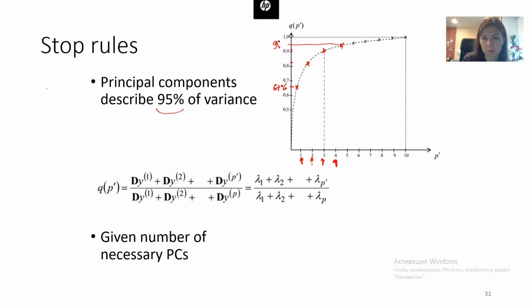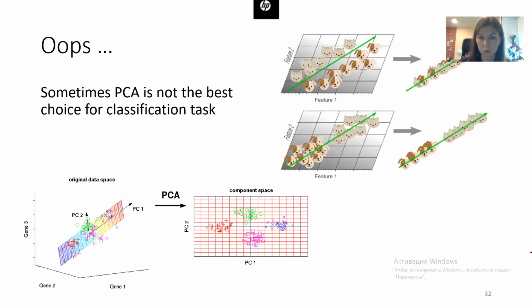And it will be about 95%. Also, you may select a required number of principal components. If you want to plot in a 2D plot, you take only the first and second principal components and plot them in your chart. That is the stop rules.